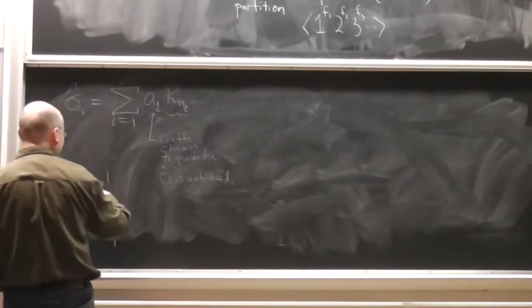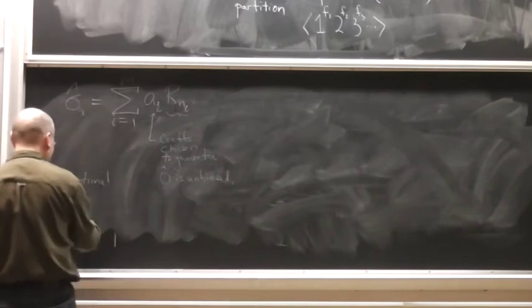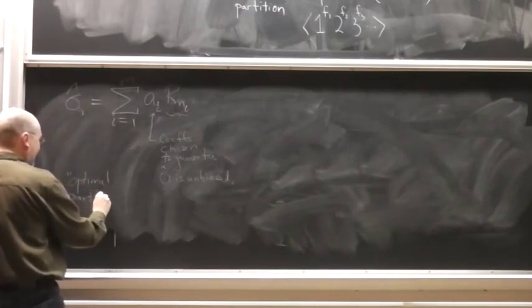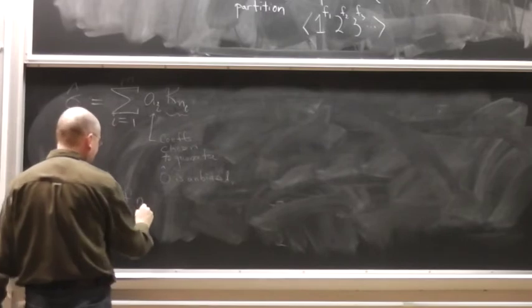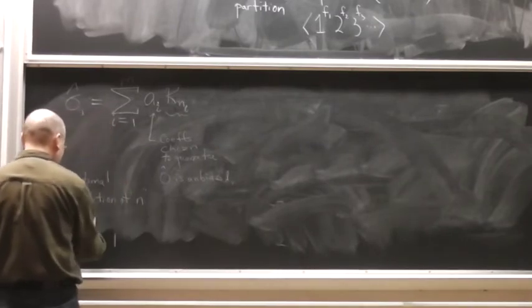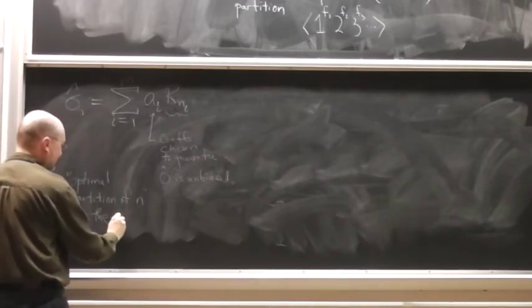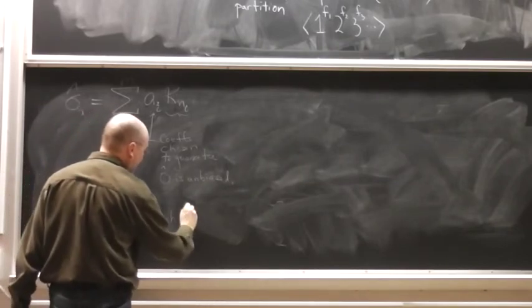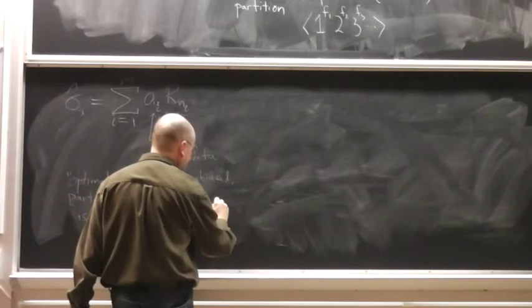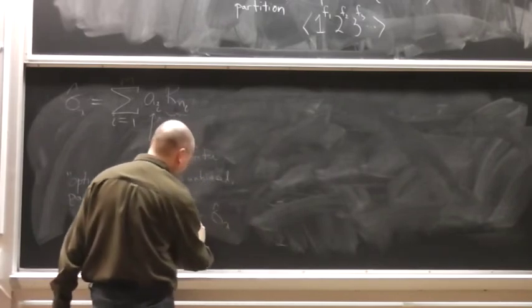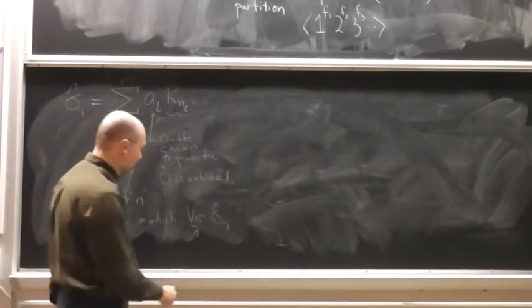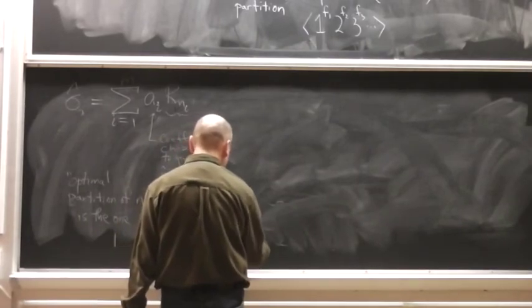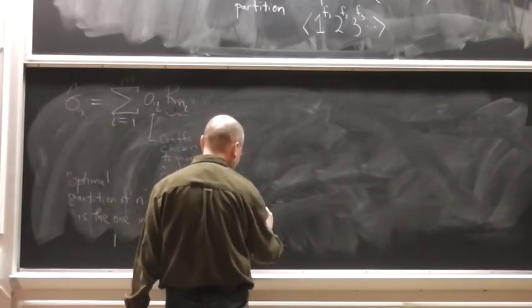So the optimal admissible partition of n is the one in which the variance, over all admissible partitions of n, is minimal. Smallest.